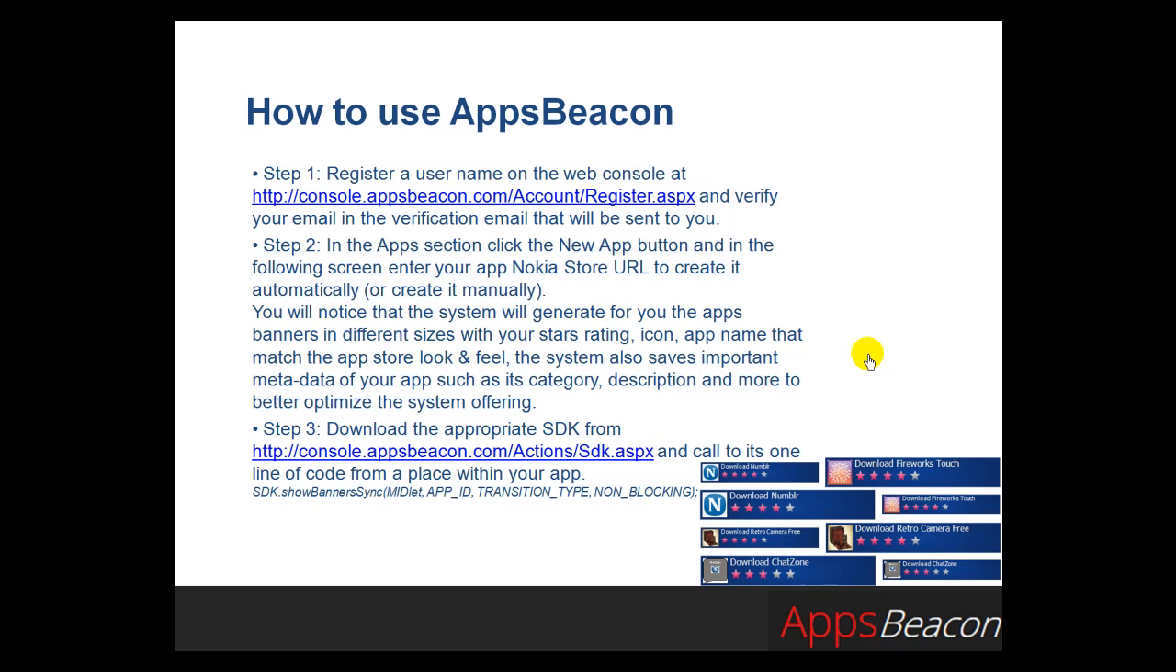Then you need to download the appropriate SDK from our SDK section. We have one line of code. You can see it here in this slide. It's just SDK show banners, and you just pass it the appropriate parameters. So you need to pass your midlet instance, your app ID string, transition type.